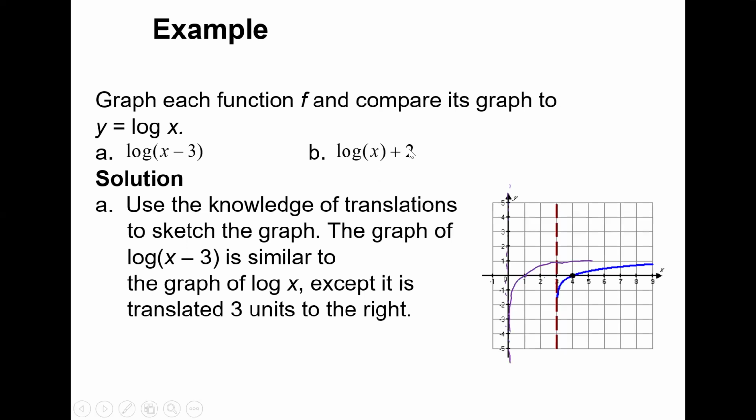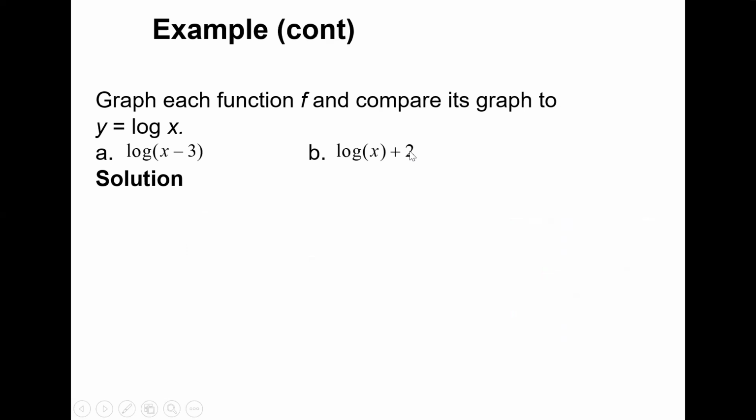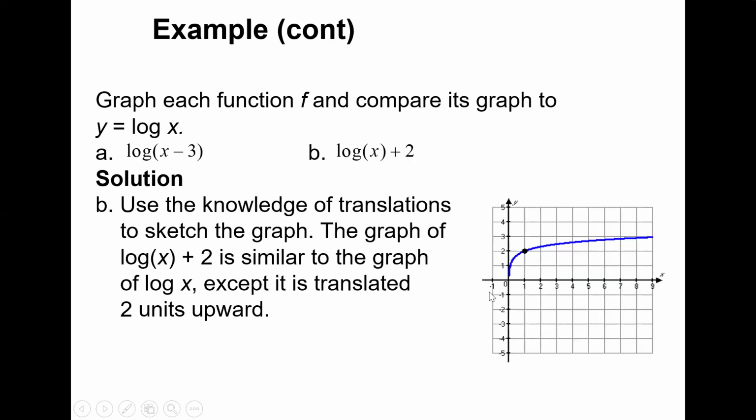Now, what's this one doing? Well, it looks like it's just moving it up 2 spaces. So we take that 1, and instead of being (1, 0), it's now going to be (1, 2). But everything else looks the same, with the same shapes. We just moved it up.